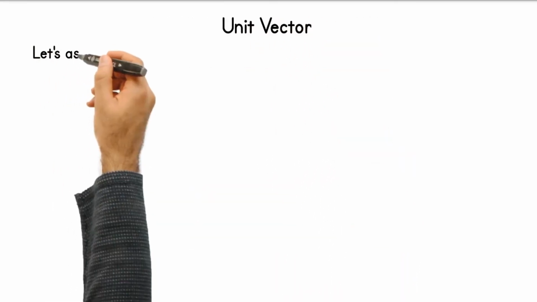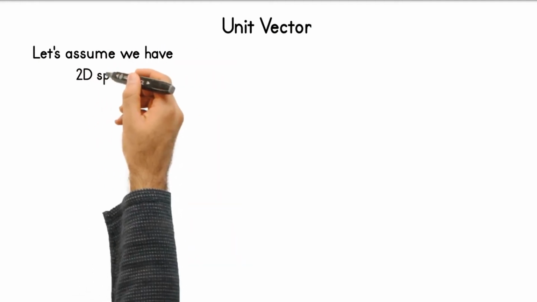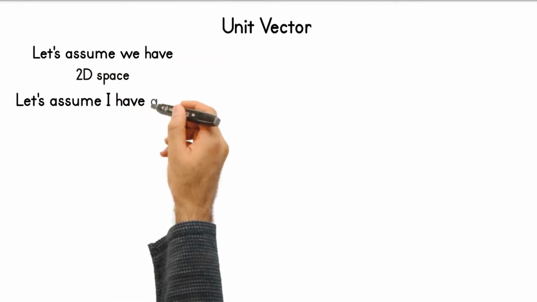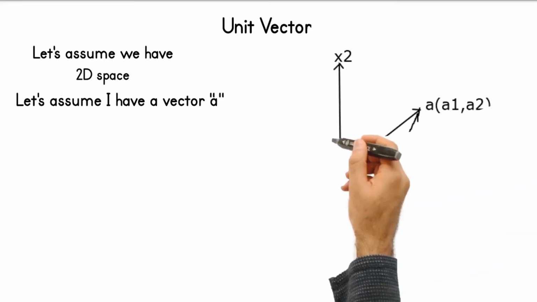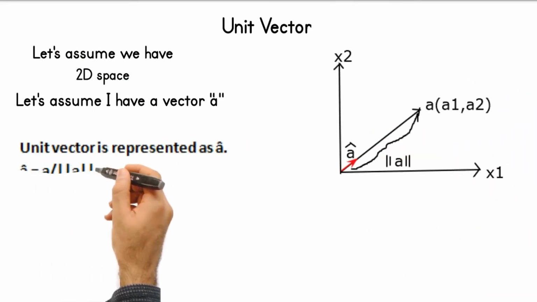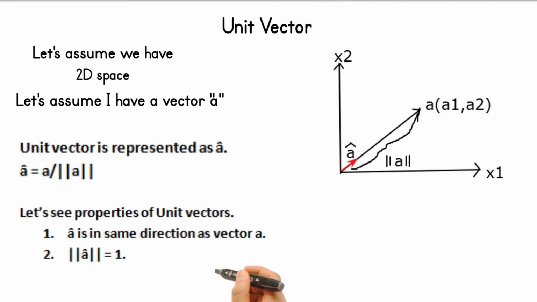Now let's see unit vectors. Let's assume we have a two-dimensional space, and let's assume I have a vector A like this. So A has two components, A1, A2. Unit vector is represented as A cap. A cap is equal to A divided by norm A. We know that this is the length of A as shown in this graph. Unit vector is a vector in the same direction as my original vector. So this red line is my unit vector, A cap.